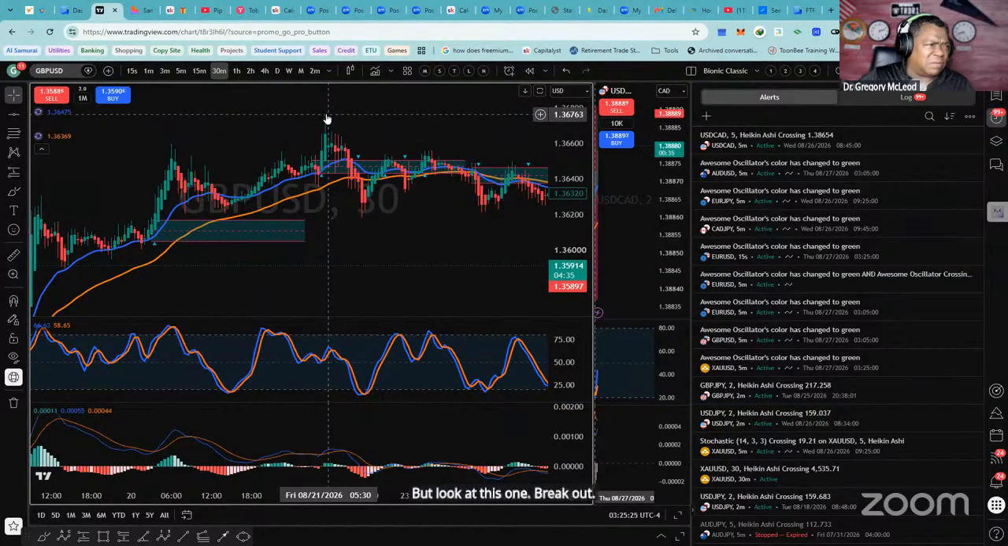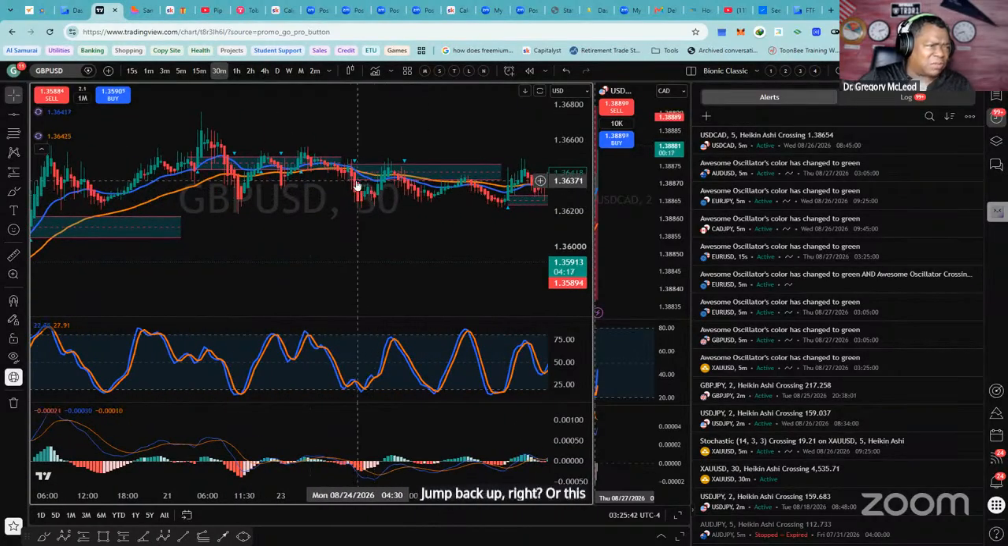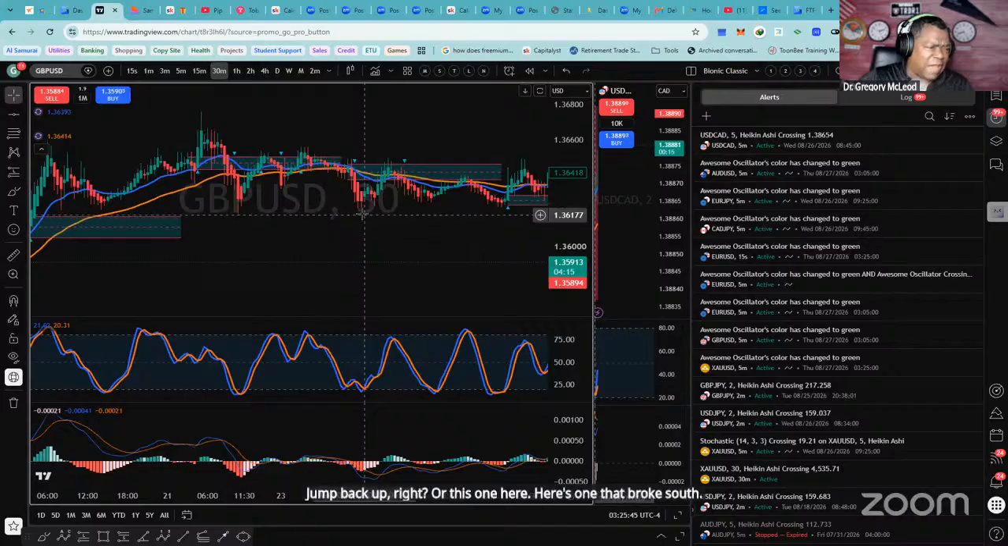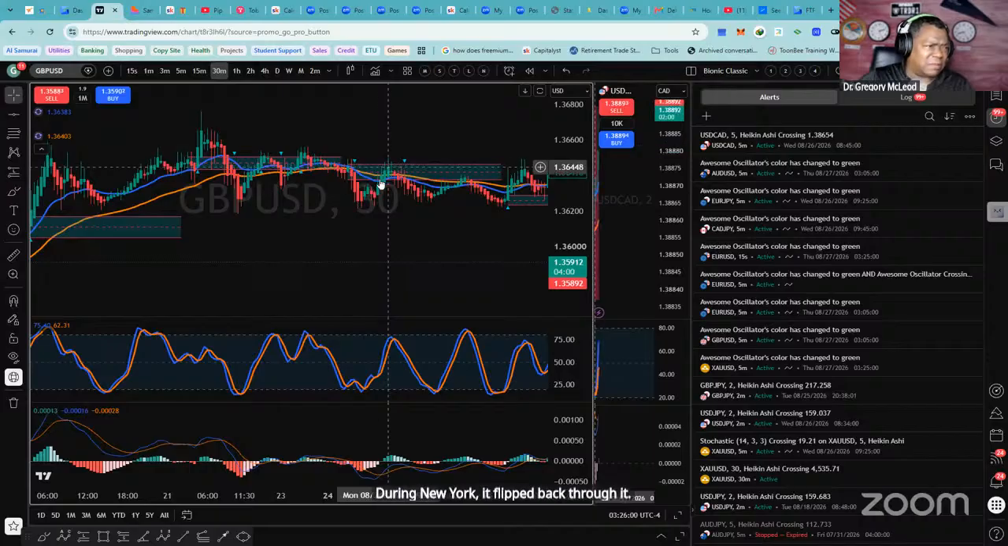Breakout. And it went from 50 to 75, right? So, I mean, that's a 25 pip move. But then after that, what happened? It jumped back through, jumped back up, right? Or this one here. Here's one that broke south at 5:30, broke from 37 to 21. So that's a 16 pip drop, but then it reversed and went back during New York. It flipped back through it, right?